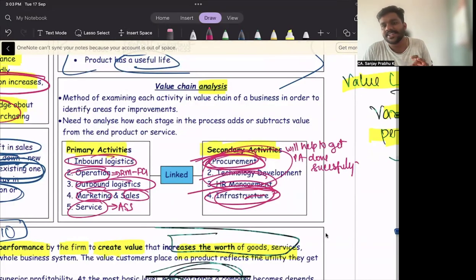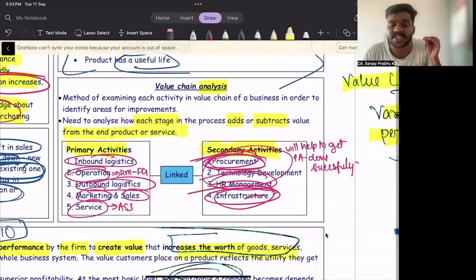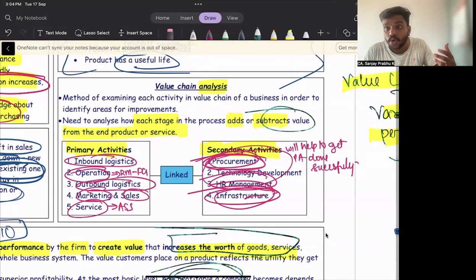Value chain analysis means you are analyzing these activities to know which activity you need to concentrate on. You need to analyze how each stage in the process will add or subtract value. Say, for example, if your marketing is very weak, it will subtract the value of your product. If your after sales service is very good, it will add value to your product.